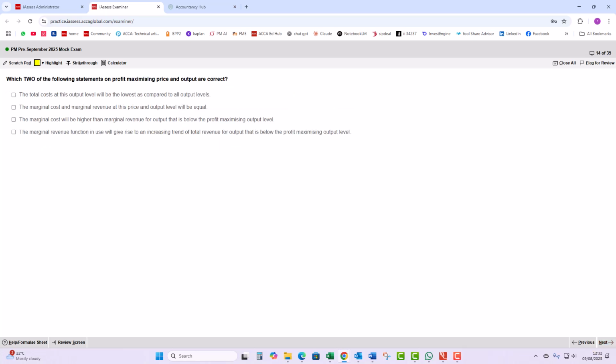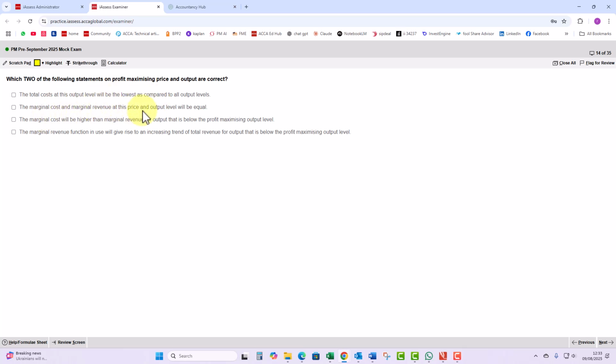And we now need to choose 2 of these statements on profit maximizing and output. First one, the total costs at this output level will be the lowest as compared to all output levels. When we're looking at profit maximizing, we're working up through increasing the number of units or the number of batches we produce up to the point where we can make the most profit. So whilst it's possibly true that you can assume the cost per unit gets lower because you get economies of scale, the total costs would actually be increasing as you increase the number of units up to that profit maximizing output. So the top one isn't true.